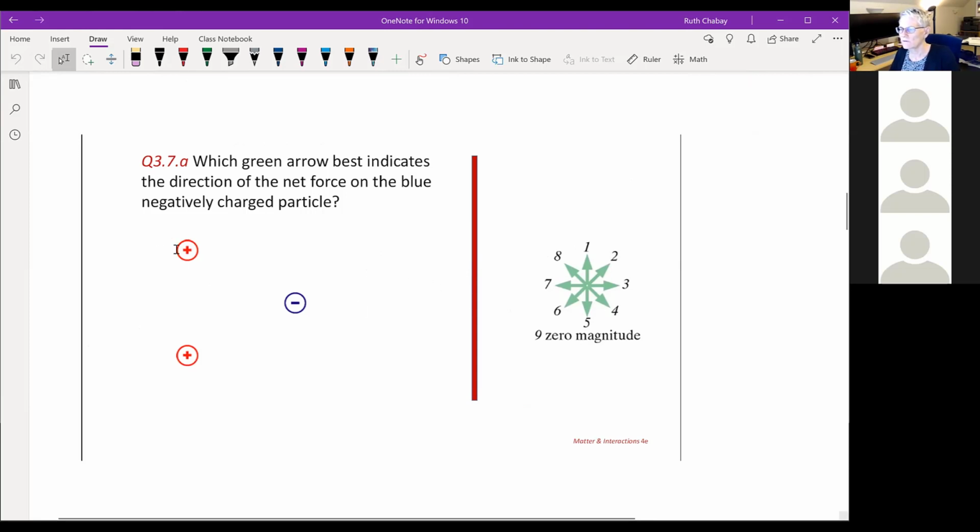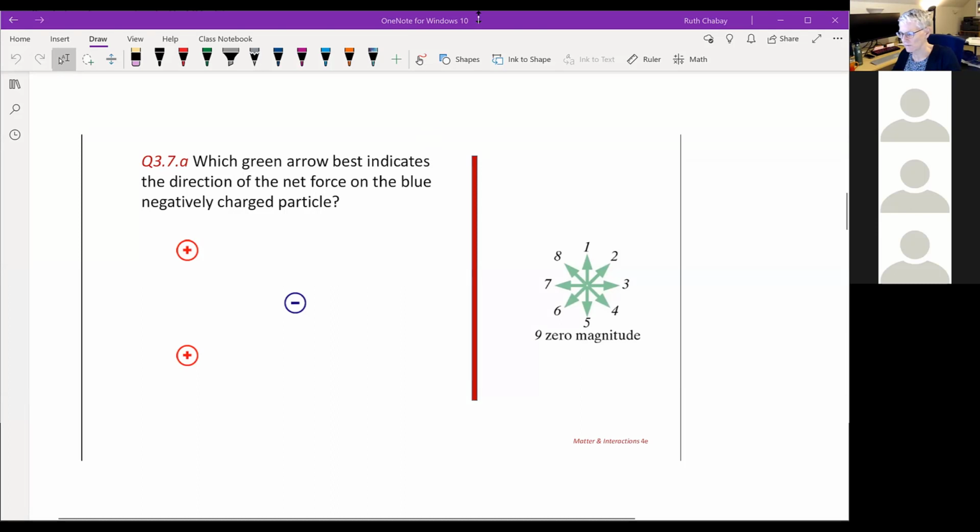So we have 2 positively charged particles and 1 negatively charged particle here in this diagram, and we're going to assume that the positive charges have the same magnitude, the same amount of charge. And so our question is, what is the direction of the net force on the negatively charged particle? So this is a question about superposition, about adding up forces.